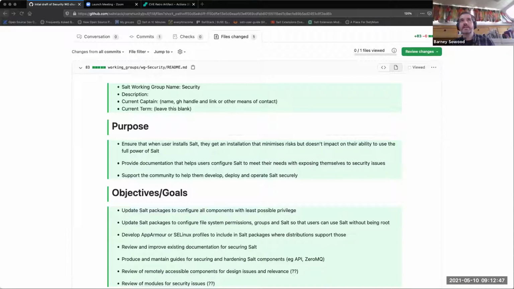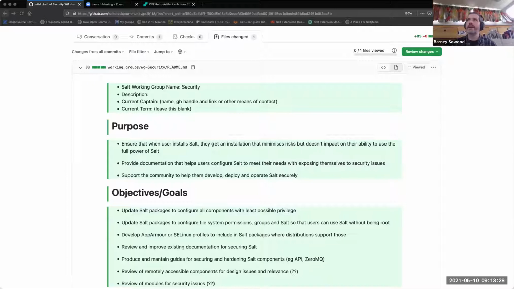But especially given what's happened over the last year or so with a number of vulnerabilities and CVEs, I think we need to take the opportunity to ask how we can improve the default security posture of Salt installations for our users, both at the point of initial install, but also, per the second point of the purpose, by providing documentation that will help people configure Salt so that they can do what they need to do with it, but they're not exposing themselves to security issues.